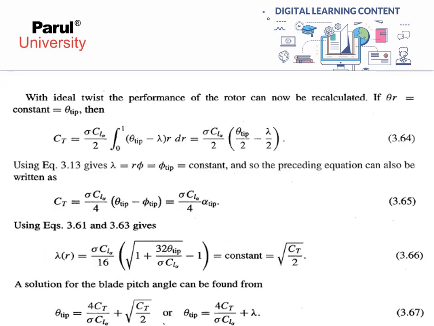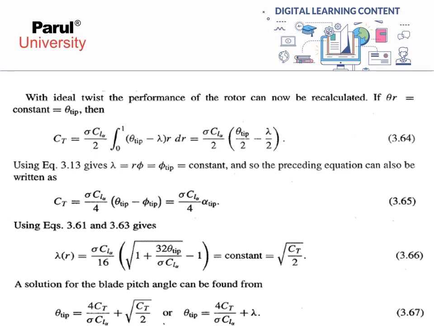With ideal twist, the performance of the rotor can now be recalculated. If θ(r) is equal to θ_tip by r, then Ct equals σ·Cl_α/2 times the integral from 0 to 1 of (θ_tip − λ)·r dr, which is σ·Cl_α/2 times (θ_tip/2 − λ/2). Using equation 3.13 gives λ = r·φ = φ_tip, a constant, and so the preceding equation can also be written as Ct = σ·Cl_α/4 times (θ_tip − φ_tip), which equals σ·Cl_α/4 times α_tip.